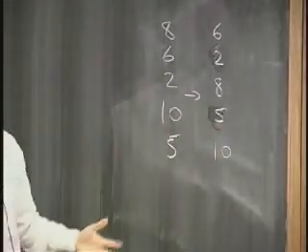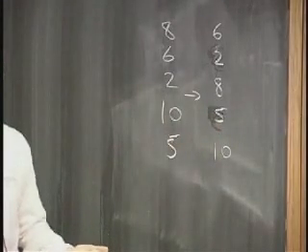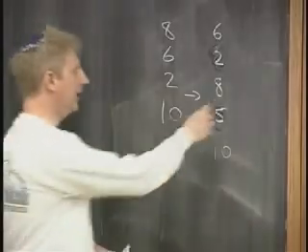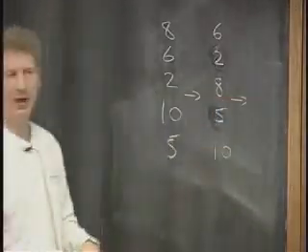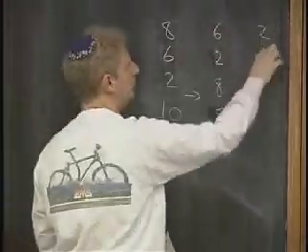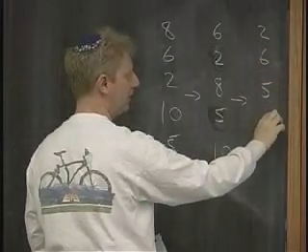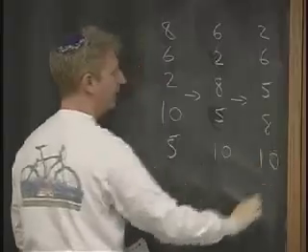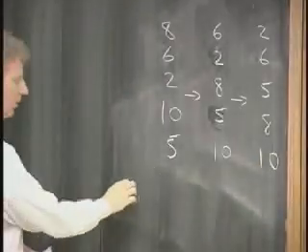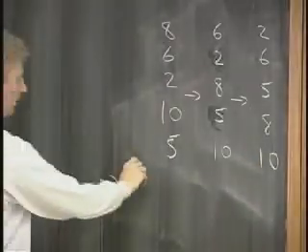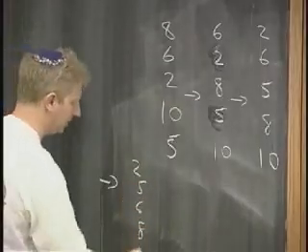It doesn't sort the list yet. What do we have to do to sort the list? Right, we have to do it again. So if we did it again, what would happen? 2, 6, 5, I'm going to do the whole thing, 8, 10. Okay, and then we have to do it one more time, it looks like. 2, 5, 6, 8, 10.